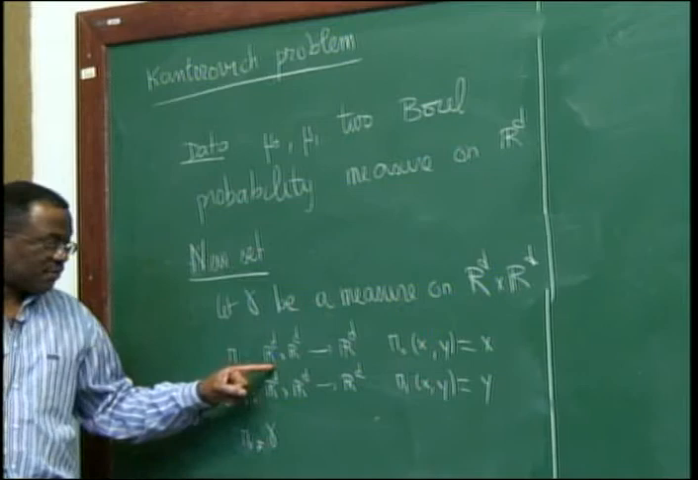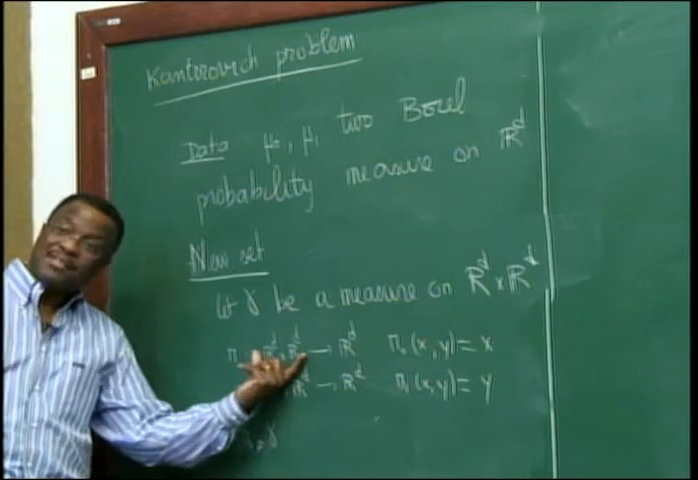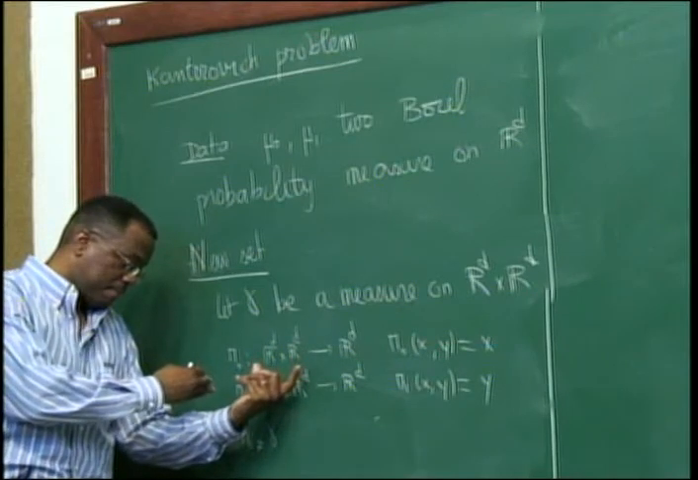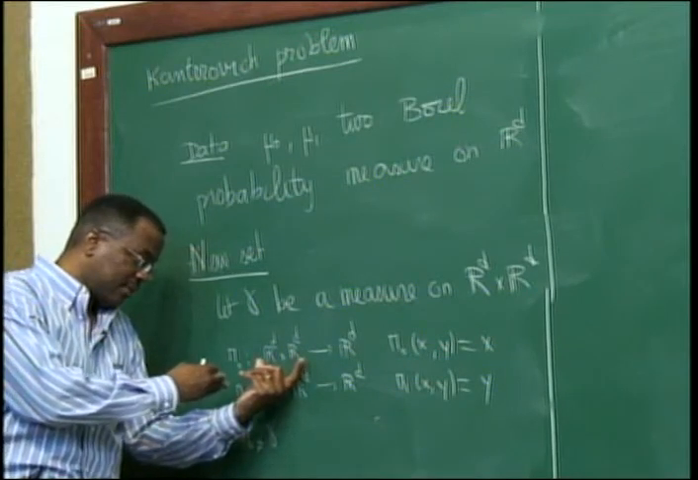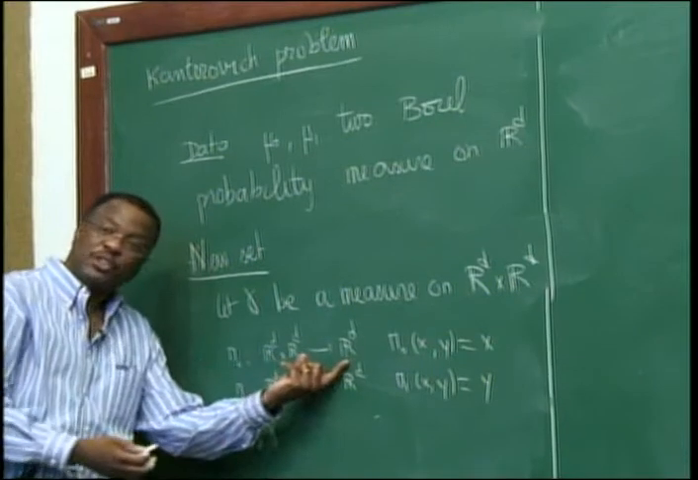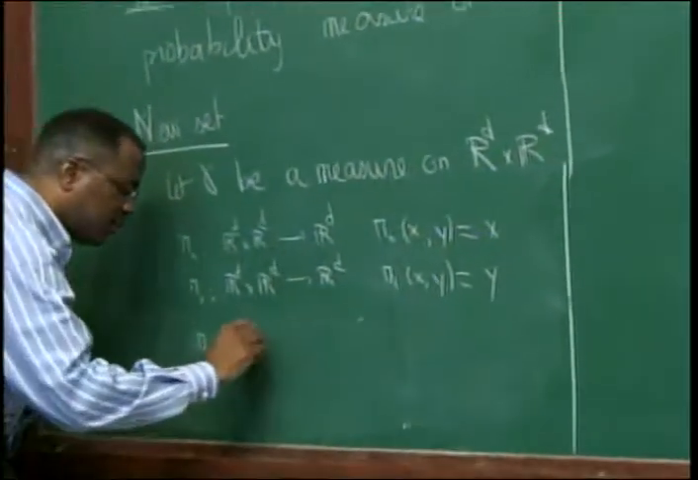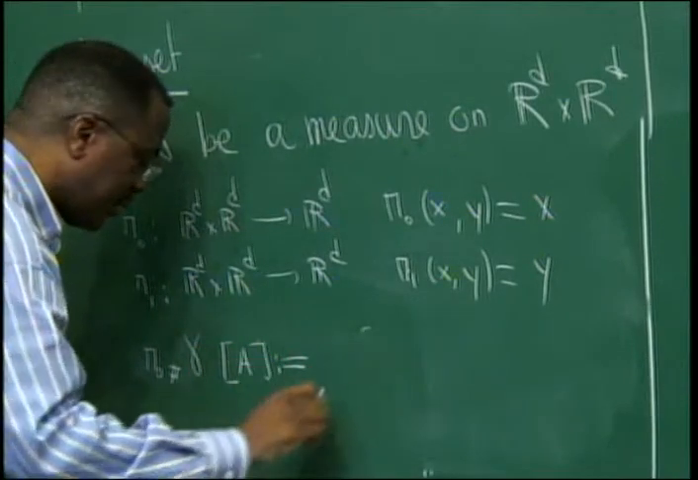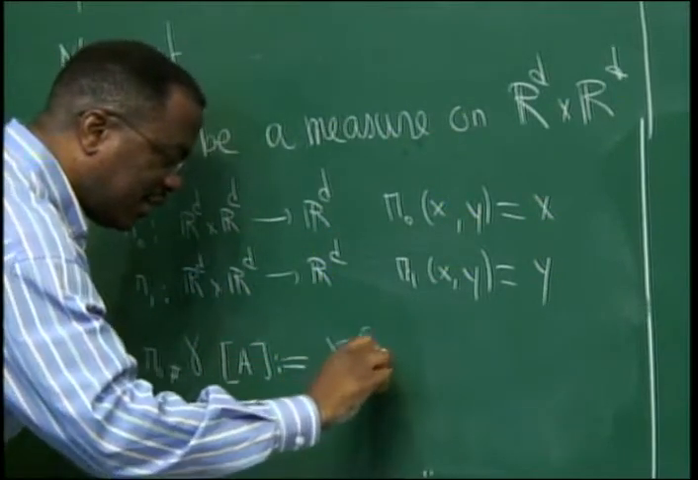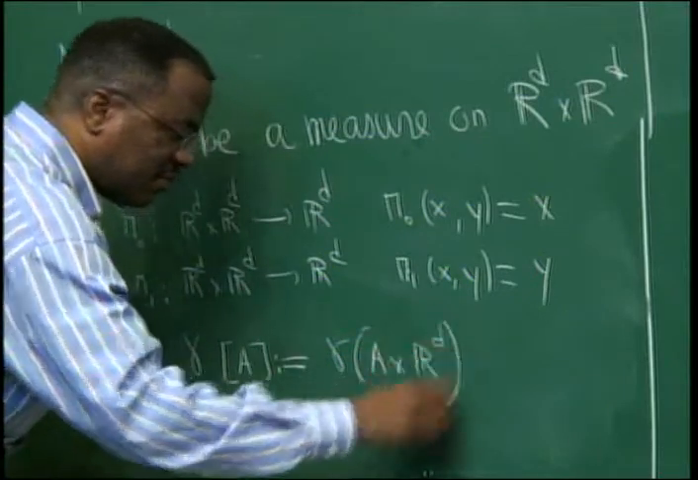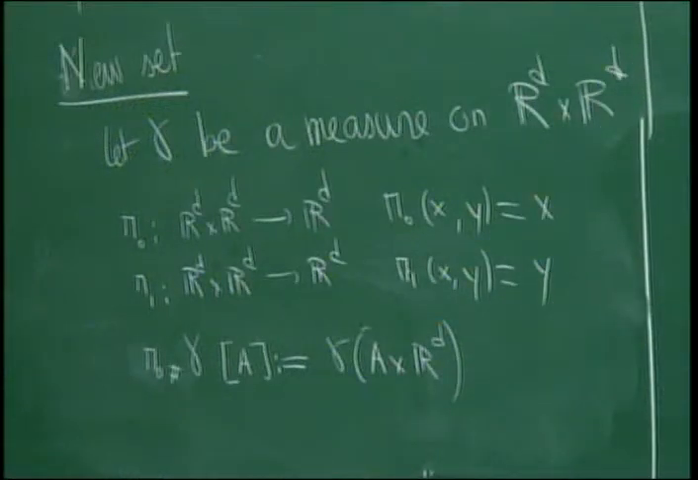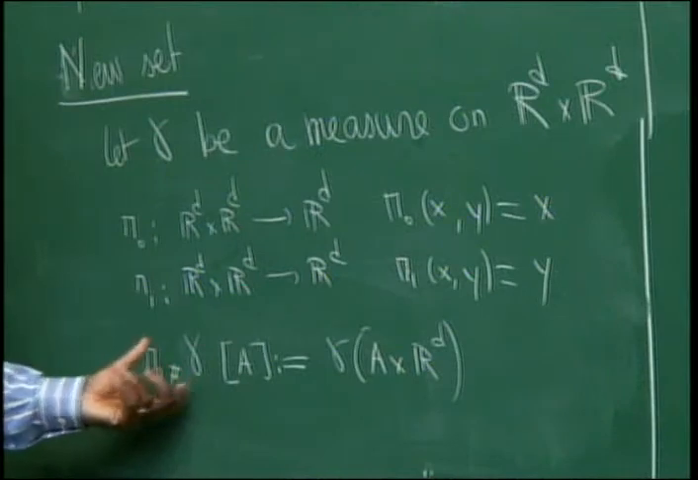So pi naught is defined from RD cross RD to RD. Gamma is a measure on RD cross RD. If I push gamma using pi naught, I'll have a measure on RD. So the measure of A is by definition gamma of A cross RD. So in probability, this is going to be called the first marginal of gamma.